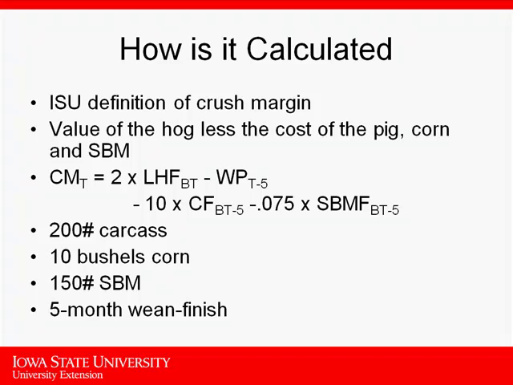So essentially, in my simple world, we sell a hog with a 200-pound carcass. 5 months earlier, we buy the pig, the corn, and the meal all the same day. So that's how I'm defining it. All right?